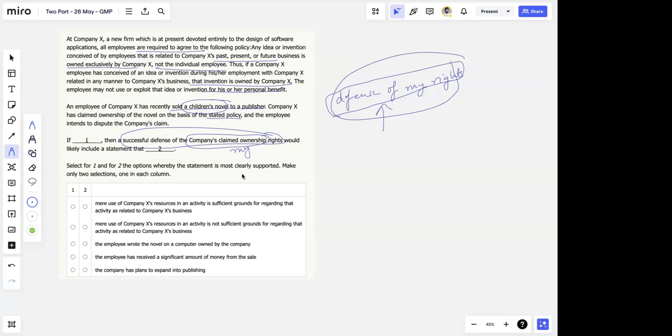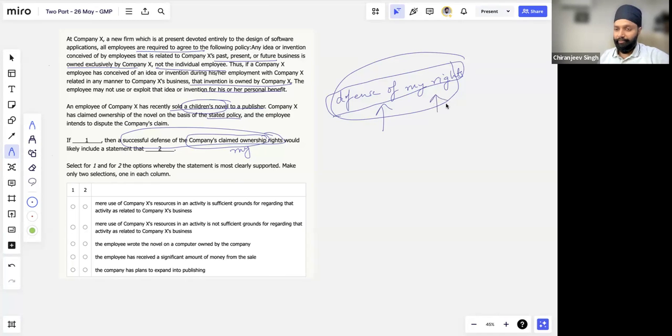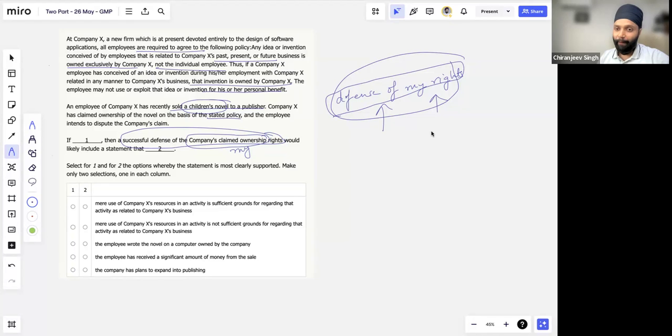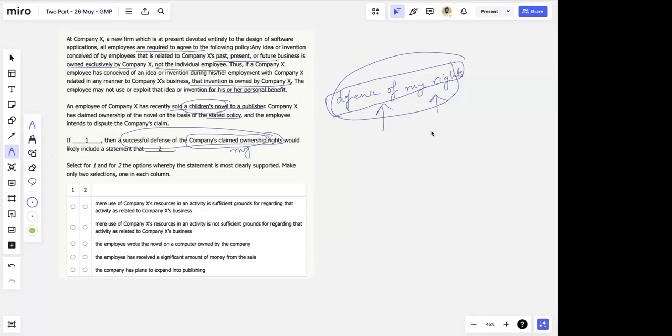At one level you understand the meaning of this construction. I understood the meaning, but it was going the wrong way because I think I was still thinking about the previous statement where they say that the employee intends to dispute the company's claim. So that was in my mind, that the statement would probably be something where I have to support the employee and not the company as such.